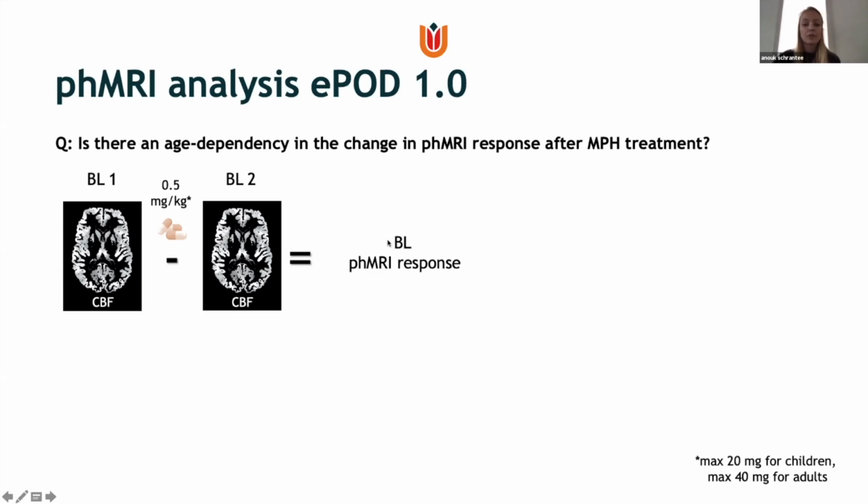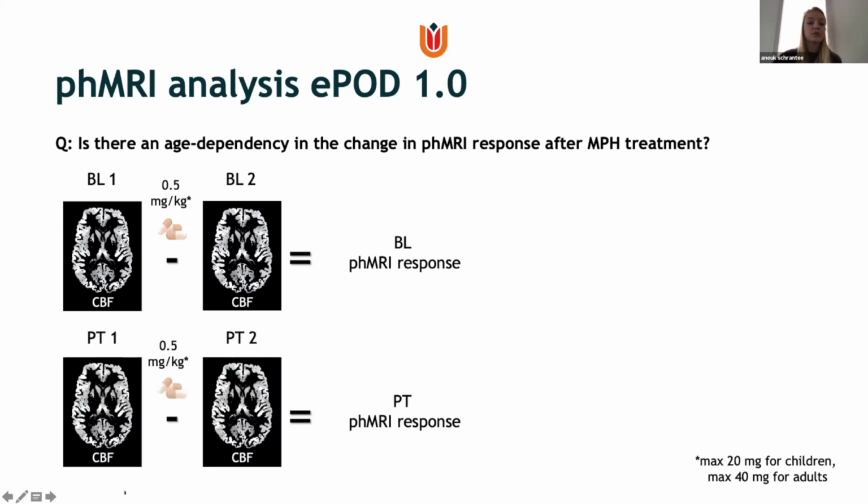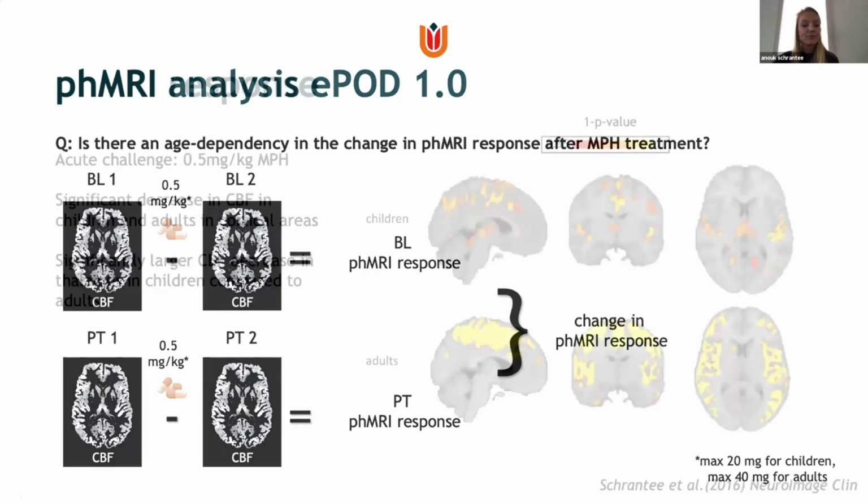And the difference between the first and the second scan, we call the baseline pharmacological MRI response. So after 4 months of treatment, subjects underwent the same protocol and we obtained the post-treatment pharmacological MRI response. Finally, the change in this pharmacological MRI response from baseline to post-treatment is then our outcome measure.